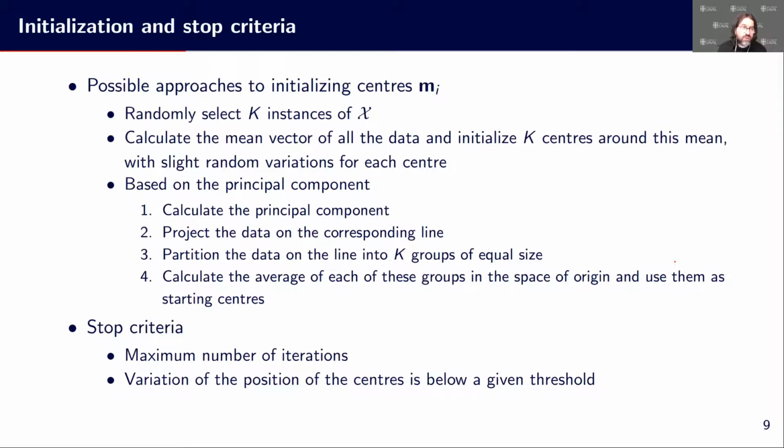And as such, we can get a slightly more sophisticated approach by looking at the variation of the position of the centers. If these variations are below a given threshold, we just say, okay, that's it. We don't see enough changes. We will stop the algorithm at that point.